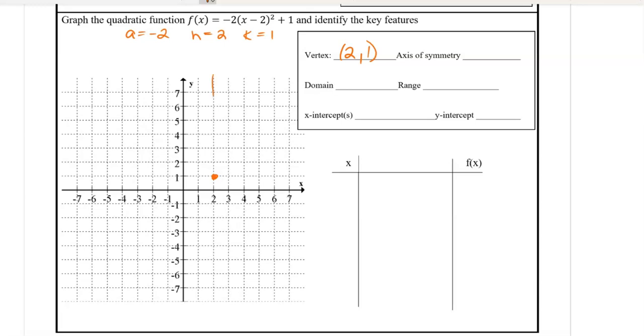Our axis of symmetry goes right through the vertex, so our axis of symmetry is x = 2. Domain is always negative to positive infinity. And the range, x-intercept, and y-intercept, we don't know just yet. So we're going to use this table to the right to determine what our other points are. Vertex is at (2, 1).